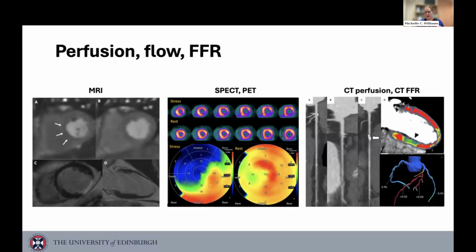All of these things tell us different but slightly overlapping bits of information and help us build up a picture of coronary artery disease beyond just the coronary arteries, or beyond just the epicardial coronary arteries. And there's lots of different ways we can do this. So we've got MRI perfusion, late enhancement imaging. We've got SPECT and PET, which give us absolute or relative information on perfusion or myocardial blood flow if you're using oxygen-15. And we've got CT as well.